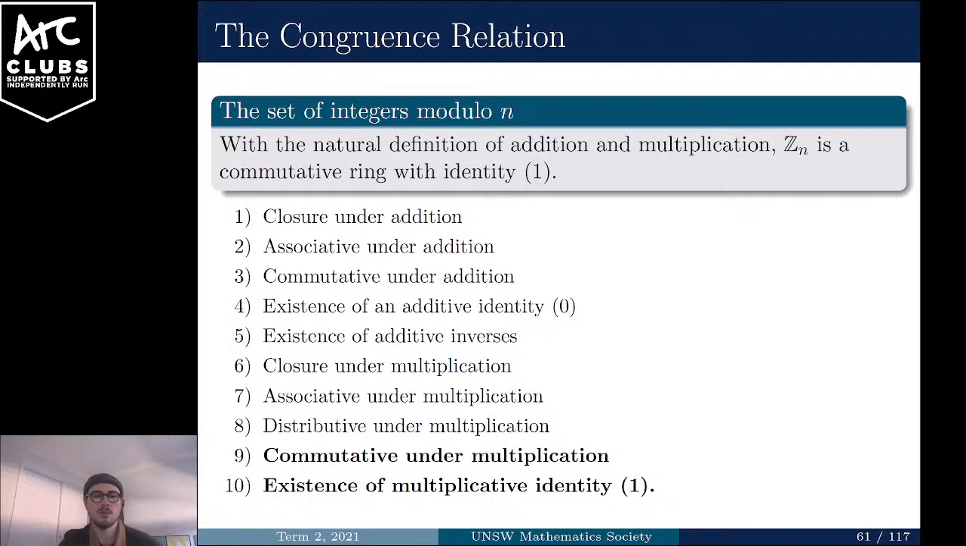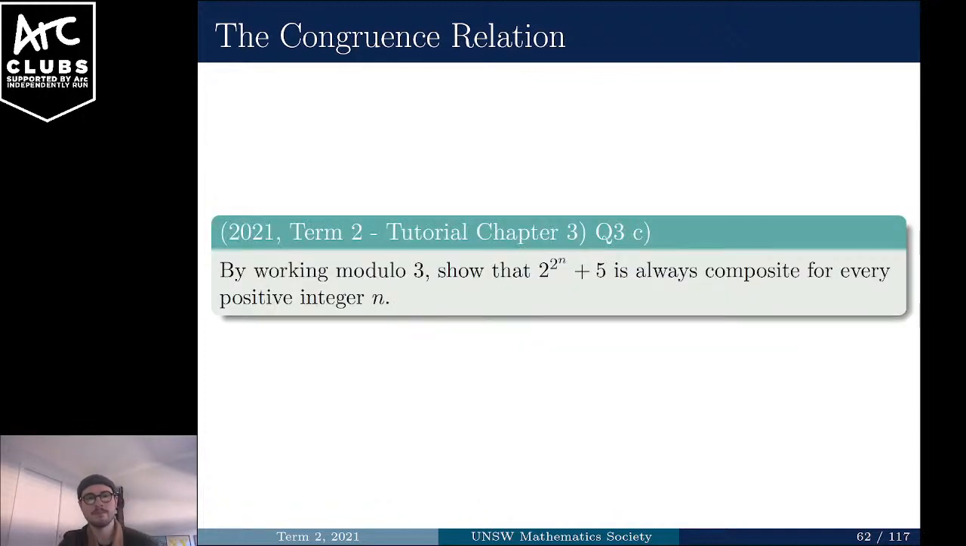Great. So we've talked about commutative rings. Using the natural definition of addition and multiplication, we've got Zn, the integers modulo some n, is a commutative ring with identity, right? And these are extra things that we're adding on to the rest of the definition.